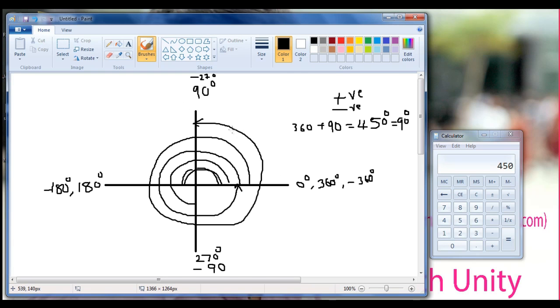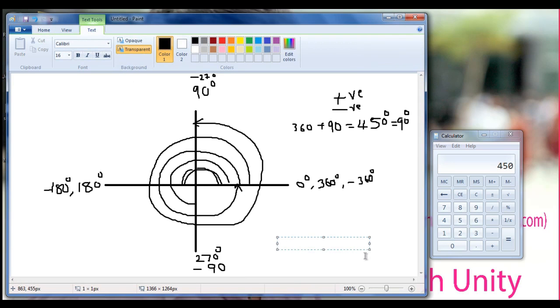The only thing you need to remember is that 360 plus 90 is 450. If you get 450 degree, you should understand that it is 90 degree. If you get minus 450 degree, you should understand that it is minus 90 degree. I hope you guys are understanding what I am explaining over here. Why am I explaining this? Because of the Atan2 function.